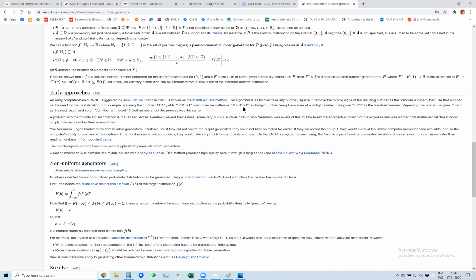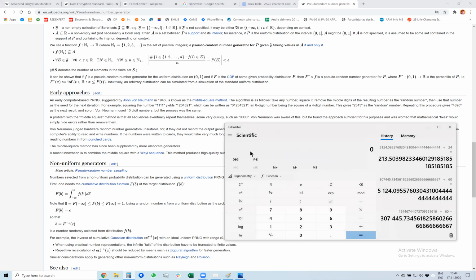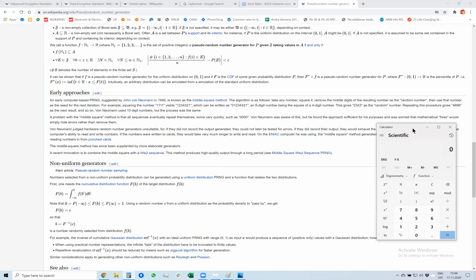Then you take the middle numbers, for example, 4 digits, and you get 2343 as the random number, and you can square this, take the middle part, use it as the random number, and so on and so on, and you can do it forever. So the password, the key to this algorithm, is the initial number. So this is a very good example just to understand how this thing works, how we could use them.